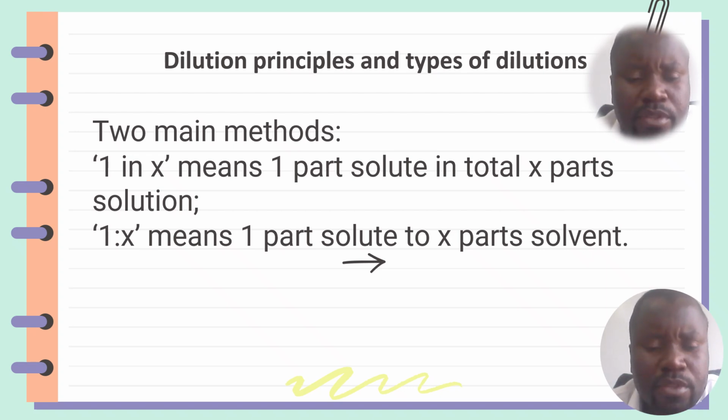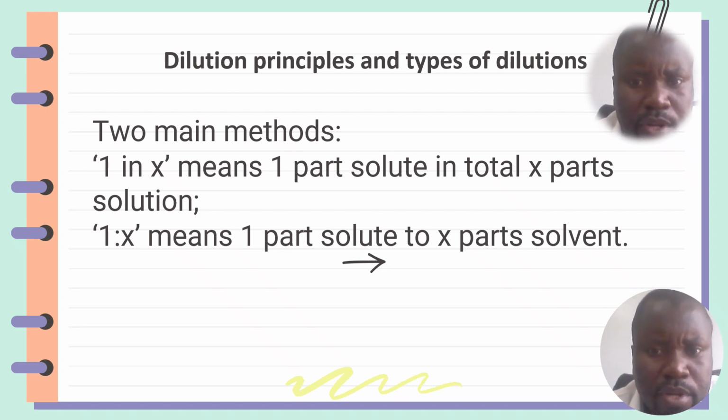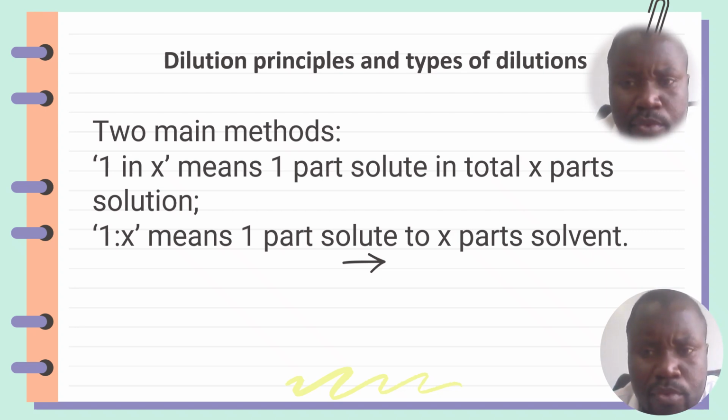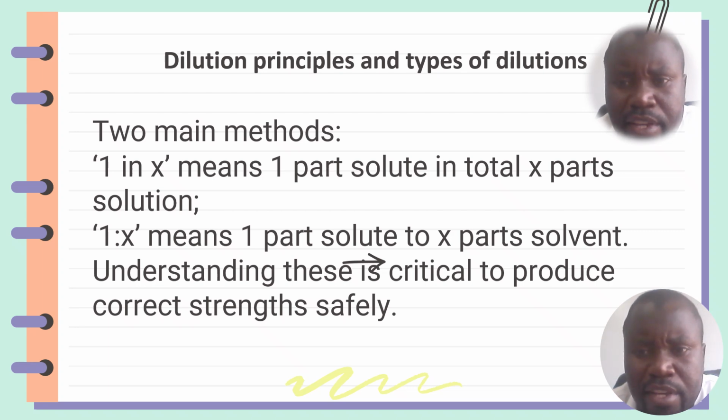If we say the strength of this product is 1 to X, then it means that we have one part of a particular drug solute to X parts of the solvent. So this is very, very important. In the first one, you are dealing with the total solution. In the next one, you are just comparing how much of a drug you have compared to the amount of solvent that you are using in that part. Understanding this is very important in producing correct strengths so that you have fewer errors and you assure the safety of the patient.